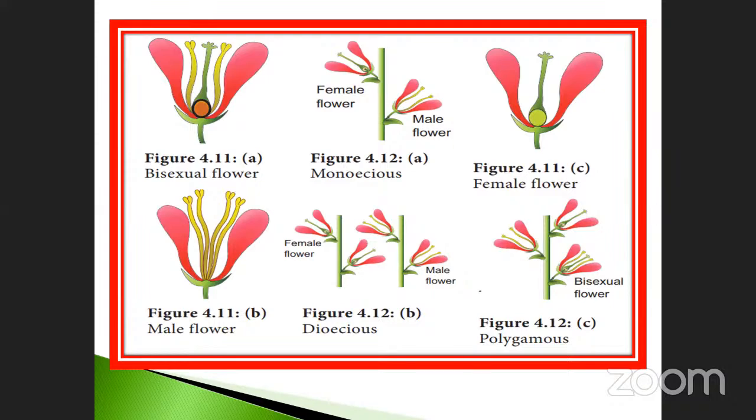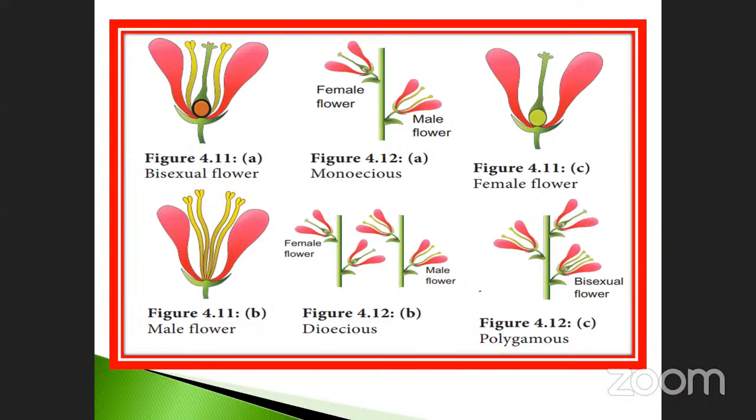Okay, see that monoecious. See the female flower. So what about the dioecious? Dioecious is also which one you know? See the female flower here. Here the male flowers, that is called anther, present in it. Here only the female flower is present in it.